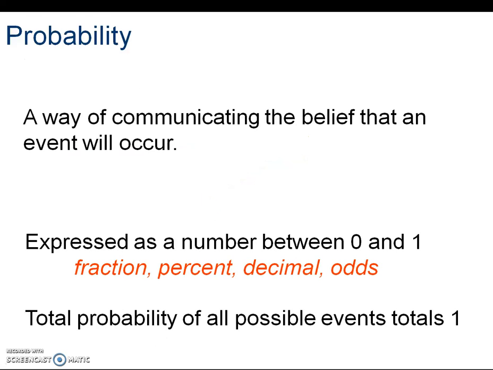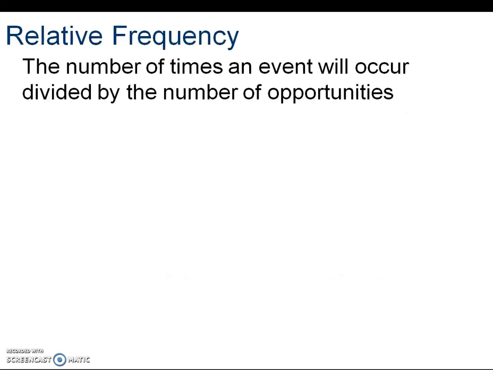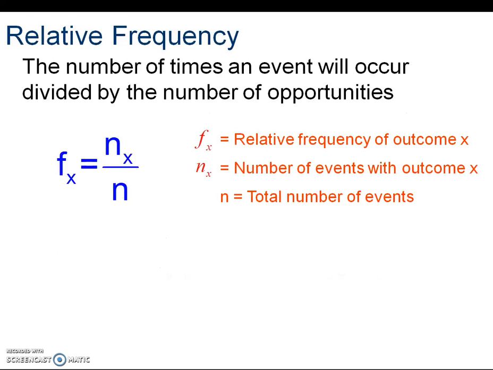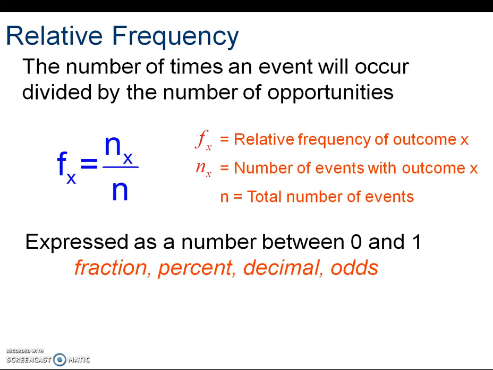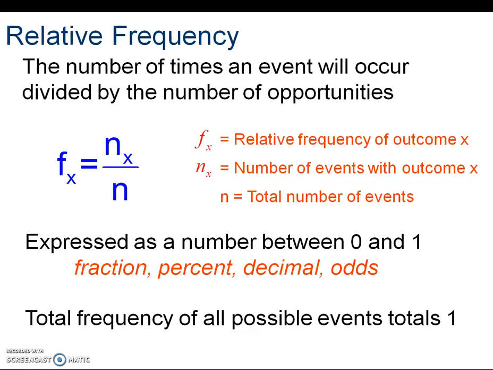So probability is a way to communicate what we think could occur. Now we usually express those in fractions, percents, decimals, odds, but they're always numbers between 0 and 1. So the total probability of all possible events occurring will add up to 1. So again, it's a fractional number. The relative frequency of something occurring is the number of events that will occur divided by the total number of events that can possibly occur. This will give us a fraction, a percent, decimals, odds.